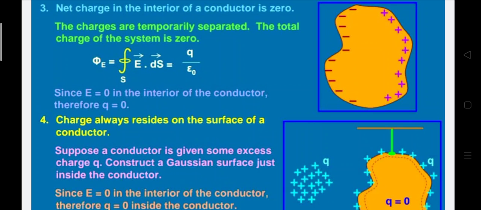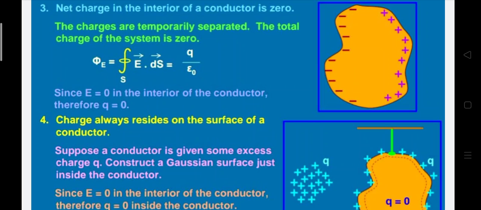The net charge in the interior of a conductor is 0. So when you talk about the conductor, the charges are separated. As you can see here in the diagram, there is a conductor. Positive and negative charge is developed on the wall interiors of the conductor. Let us take the surface integration from Gauss's theorem. Phi is equal to E dot ds is equal to Q upon epsilon naught.